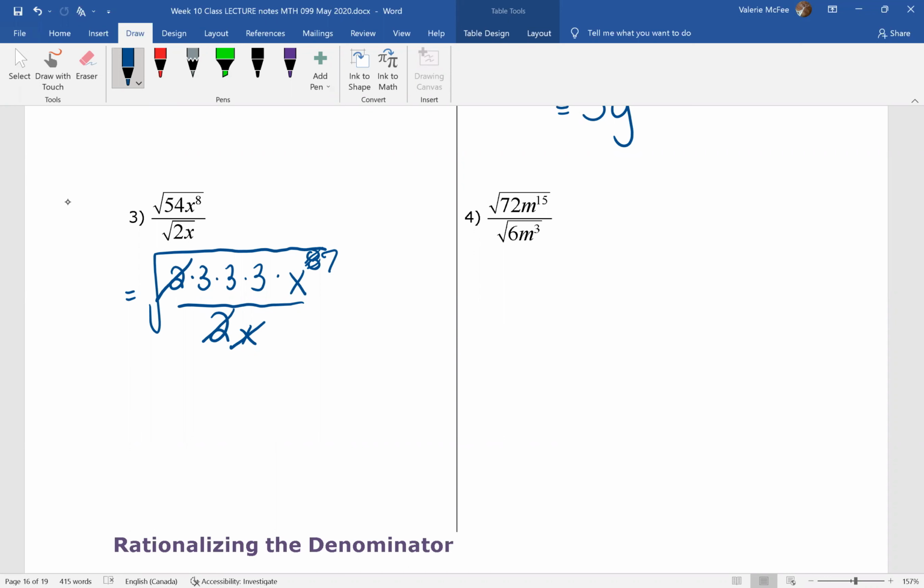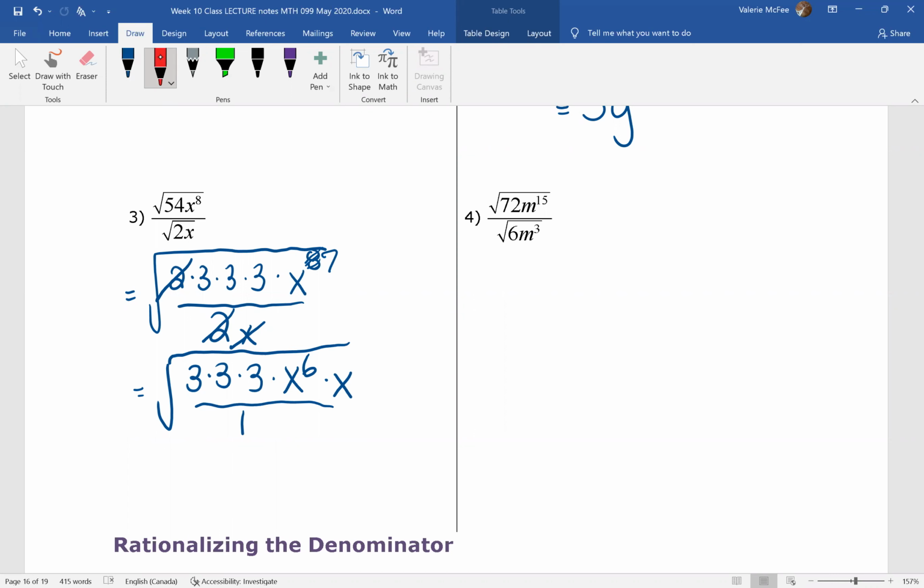So I'm actually going to rewrite that as x to the power of 6 times x, because now I know I can find the square root of x to the power of 6. I have 1 in the denominator, and again, I don't need to write that 1. The square root of 1 is 1. It doesn't change my answer at all.